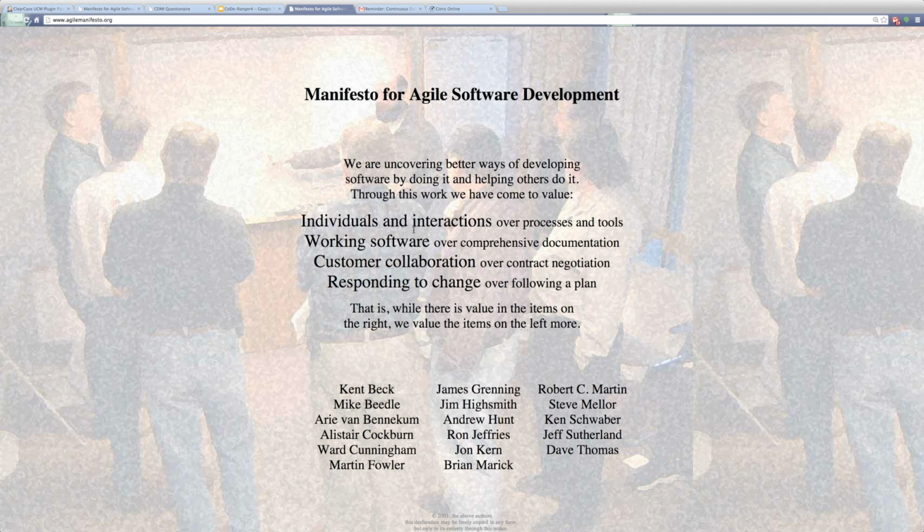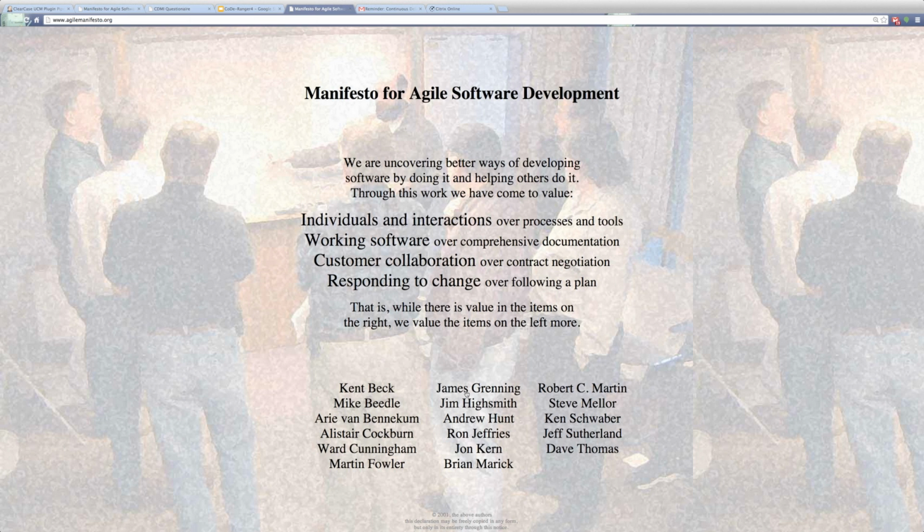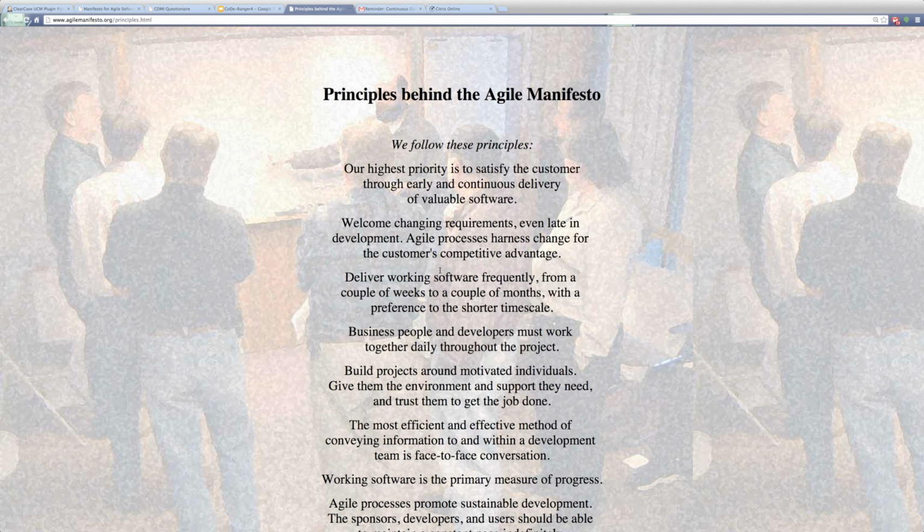So there are 4 doctrines, individuals over interactions and so forth, and there are 12 principles in here, I guess. What's interesting here is that the first of these principles is actually the first time that we see the mention of the phrase continuous delivery. Our highest priority is to satisfy the customer through early and continuous delivery of valuable software. So that is where it all derives from. It's from the Agile Manifesto.